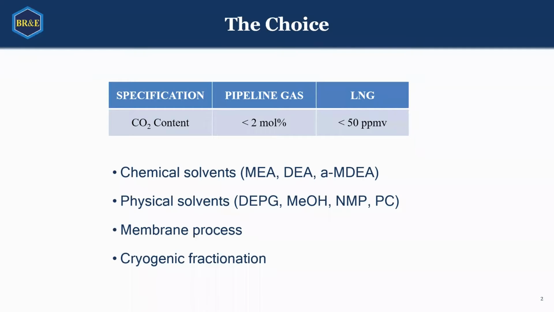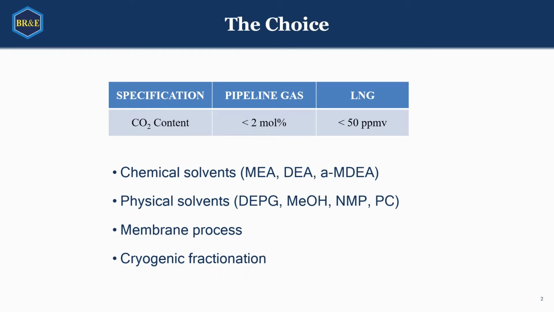Once you obtain natural gas with such a high content of CO2, you need to decrease the content, because for pipeline gas it's usually about 2 mole percent. For LNG, it could be 50 ppm. And if you have 50 ppm, you can't use gas like that. So if you're working with LNG, then you need to have a carbon capture unit for getting your CO2 out of your natural gas.